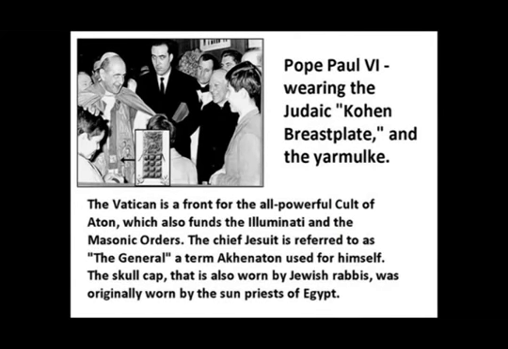Here we see Pope Paul VI wearing the Jewish Cohen breastplate that we've been talking about. So it turns up in Catholicism now. The popes are wearing it. Well, we've always been mentioning that the popes are the ideological descendants of the cult of Aton from Egypt. The Vatican is a front for the all-powerful cult of Aton, which also funds the Illuminati and the Masonic orders. The chief Jesuit is referred to as the General, which just happens to be a term that Akhenaten used for himself. The skull cap that is also worn by Jewish rabbis was originally worn by the sun priests of Egypt.